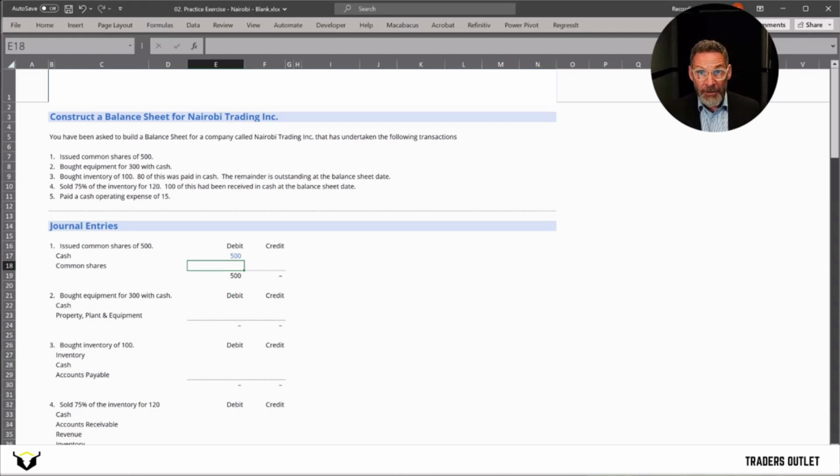Now, the nice thing about a journal entry is we know it has to balance. So we know that the other entry has to be a credit, but we also know that when we increase equity or increase common shares, that is a credit. So we are going to credit common shares 500. The journal entry balances. Now let's move down to the balance sheet and update the balance sheet with this transaction.